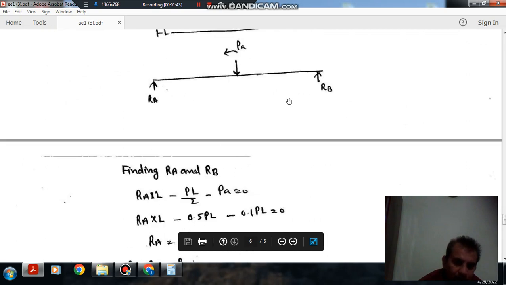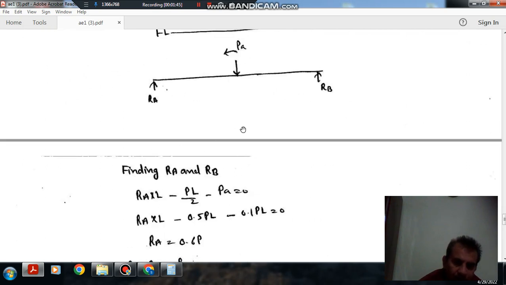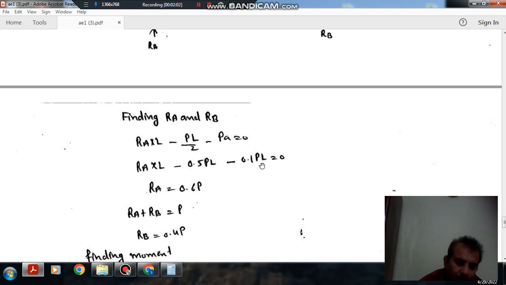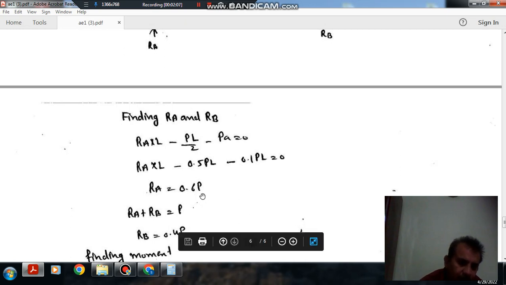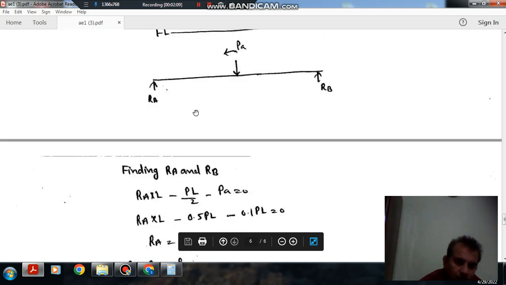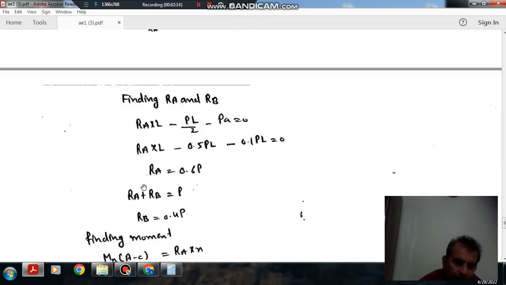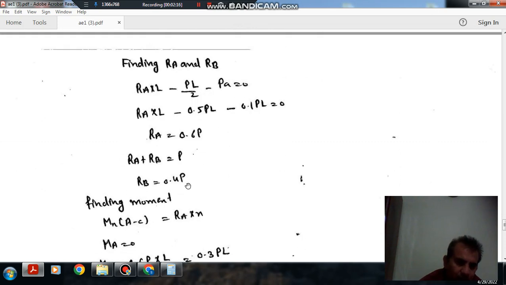Now to find out RA and RB, taking moment about B: RA into L minus PL by 2 minus PA, because these are anticlockwise, these are clockwise. So RA comes out, putting the value of A that is 0.1 L, as 0.6 P. Now total downward load is P and total upward load is RA plus RB. So from this we can find out RB. So RB is 0.4 P.